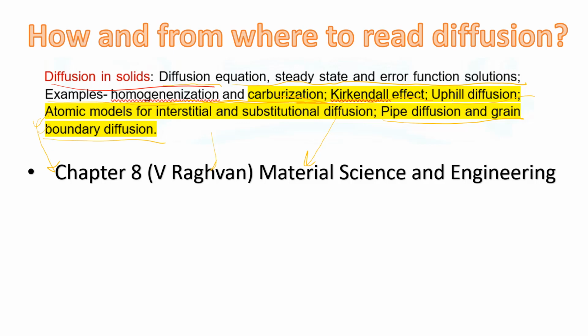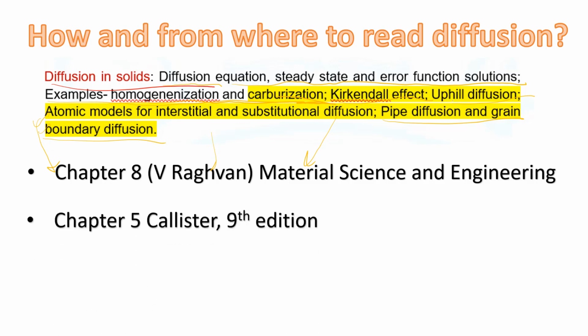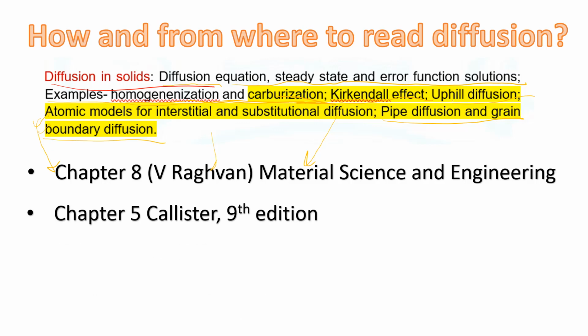Now there is another source to study this diffusion, and that is chapter 5 of Callister, right? If you study this chapter 5 of Callister, initially it is given about diffusion in solids, and the next part talks about diffusion in semiconductor material, right? You can skip the diffusion in semiconductor material, but in the solid part, it is more focused on the carburization process, right?